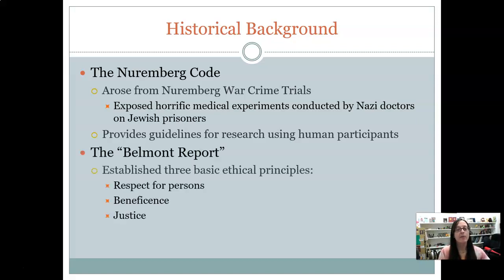Then the Belmont Report is what came out after that. That was in 1979. This was a report from the U.S. National Commission for the Protection of Human Subjects of Biomedical and Behavioral Science Research. So, big long name, but that's the Belmont Report. It established three basic ethical principles: respect for persons, beneficence, and justice.